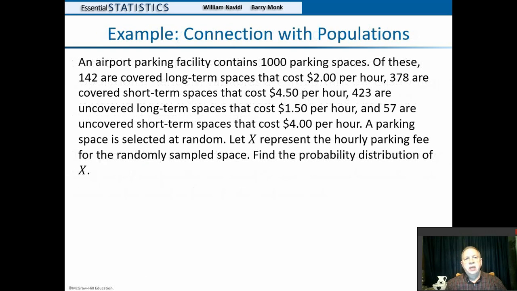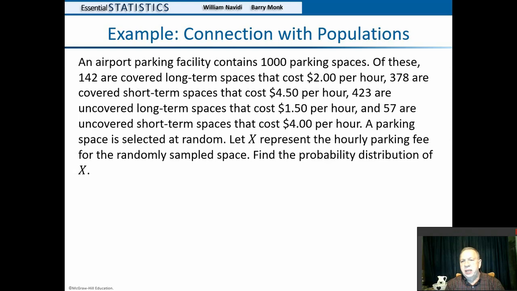Okay. So an airport parking facility contains 1,000 parking spaces. Of these, 142 are covered long-term spaces that cost $2 per hour. 378 are covered short-term spaces that cost $4.50 per hour. 423 are uncovered long-term spaces that cost $1.50 per hour, and 57 are uncovered short-term spaces that cost $4 per hour.